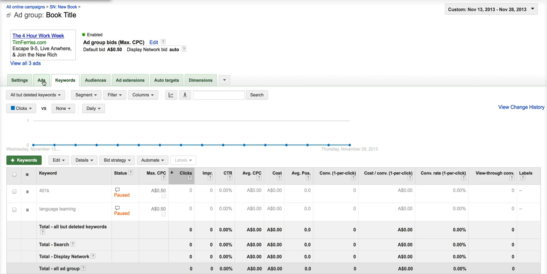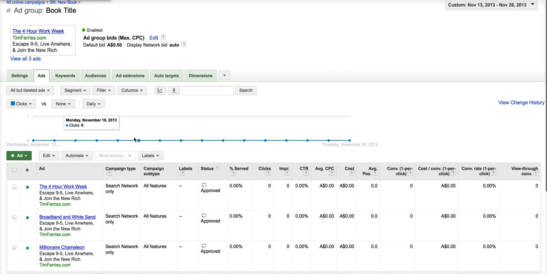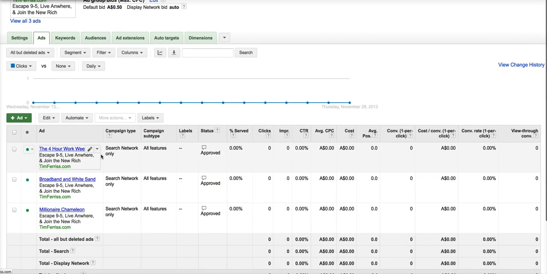So let's have a look at the ads that we would show them. In this particular case, we've got 3 ads, which were 3 different titles of the book that he was considering. The one ad is the 4-Hour Workweek. This is the first one. The second ad was Broadband and White Sand, or the second title. The third title was Millionaire Chameleon.